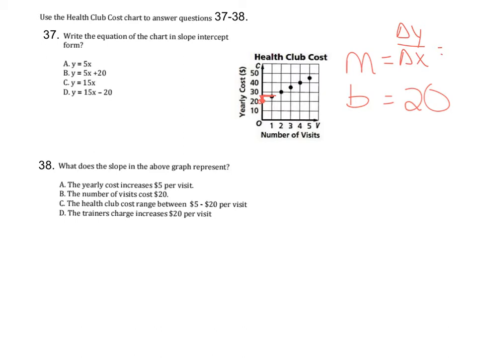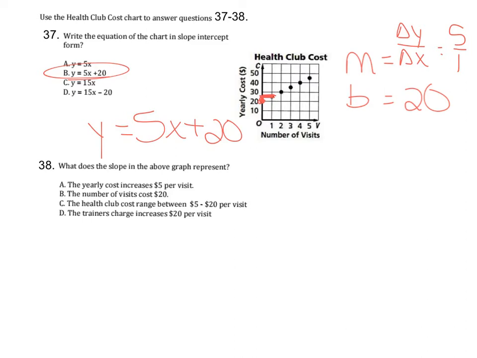Halfway, I've gone halfway, right? So I've gone $5. I've gone from 20 to 25, so I've gone $5. My change in y is 5, change in x is 1, so M is 5. So I get y equals 5x plus 20. Sorry about that. That's B, which is what we thought it would be.